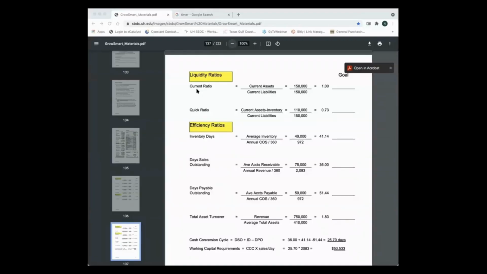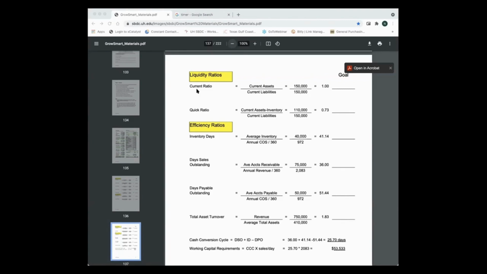All right, our fourth category of ratios are called efficiency ratios. How efficient are we using our assets, the things that we own? The first efficiency ratio is called inventory days, if we have inventory. Inventory days is our average inventory, or most companies use what's called closing inventory, whatever's on our balance sheet.